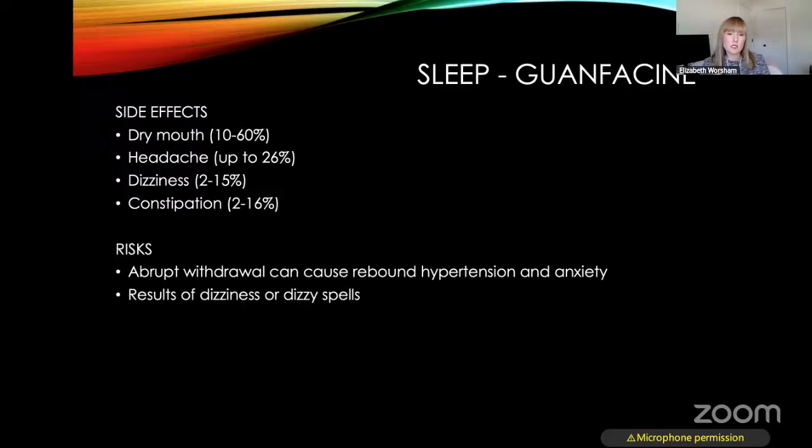Similar to clonidine, abrupt stopping of the medicine can cause rebound high blood pressure or anxiety. And you have to be mindful if your patient is, or if you are, dizzy on the medicine. Dizzy spells can lead to falls, and falls can be quite dangerous and lead to hospital stays. So if you're feeling dizzy, tell your doctor.